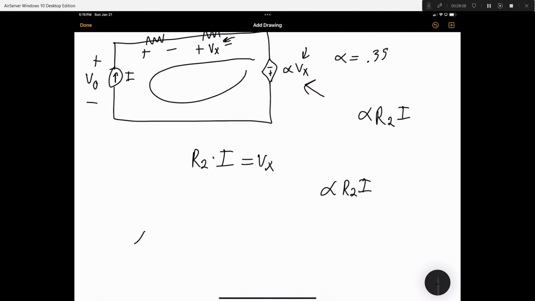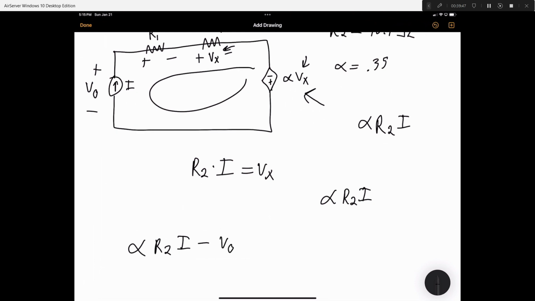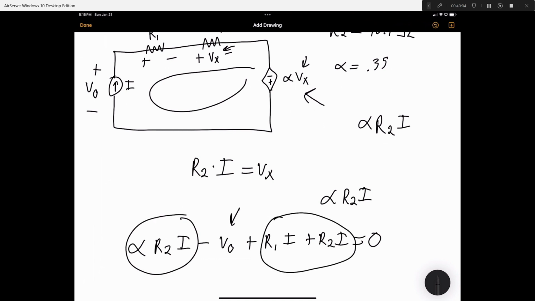Now we can do Kirchhoff's voltage law. So we have alpha R2 times current, minus V0, because it's going against the other signs, plus R1 times current plus R2 times current is equal to 0. And we can solve all of this, and set it equal to that there. We can find the voltage there. That's how you solve that problem.